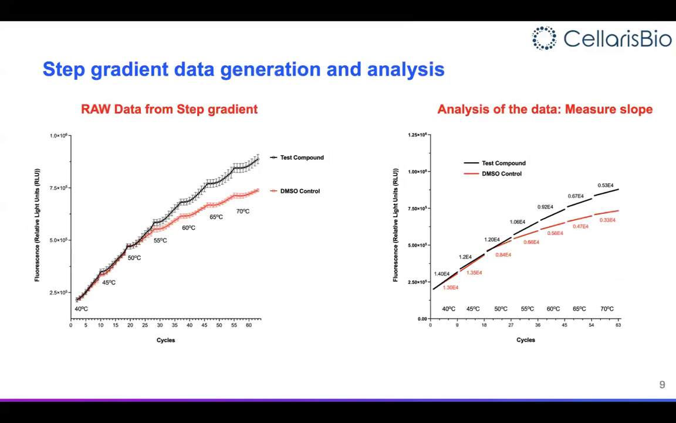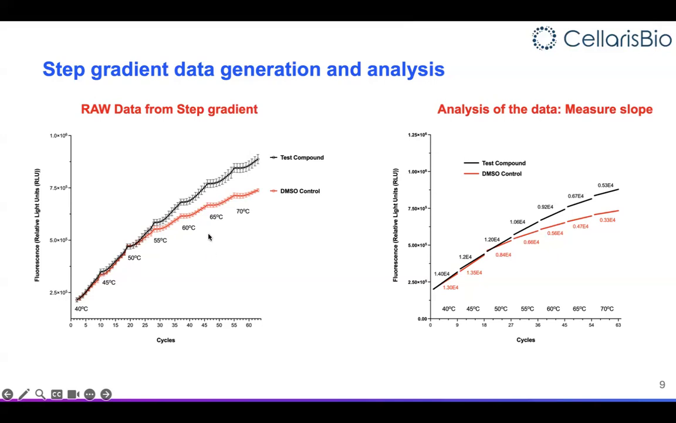And this is what the raw data would look like on the left-hand panel of this slide. So in this case, we're testing a compound with this target and comparing it with the DMSO control vehicle. And we're interrogating from 40 degrees to 70 degrees heating. For this particular detection step, it's 10 cycles, and each cycle is 30 seconds. So this is 5 minutes from start at 40 degrees to 45 degrees.